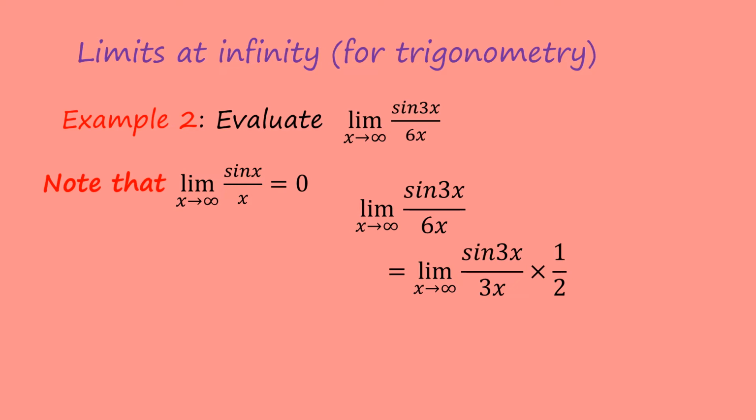Now, we know that sine x over x will give you 0 if we find the limit as x tends to infinity. Therefore, sine 3x over 3x as x tends to infinity will give us 0 too. Therefore, it becomes 0 multiplied by 1 over 2, and the resulting value is 0.